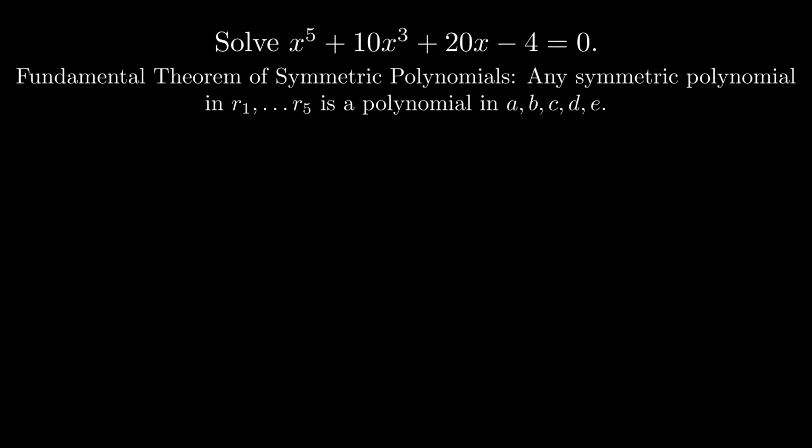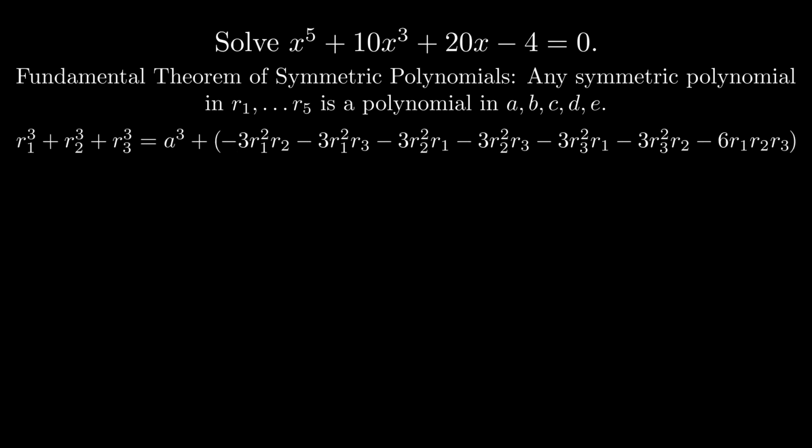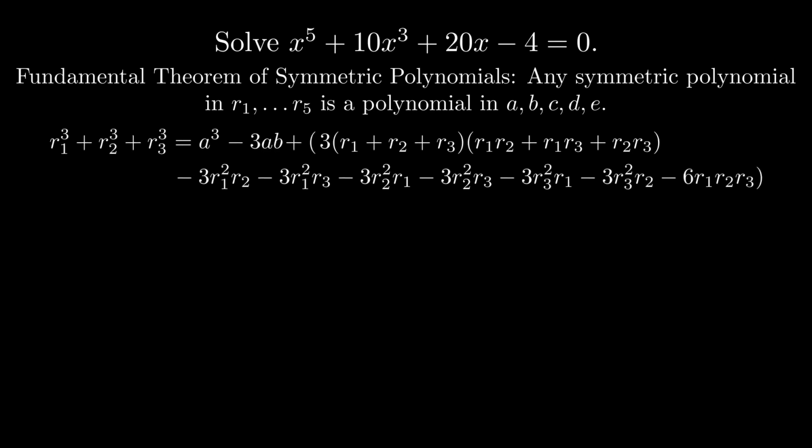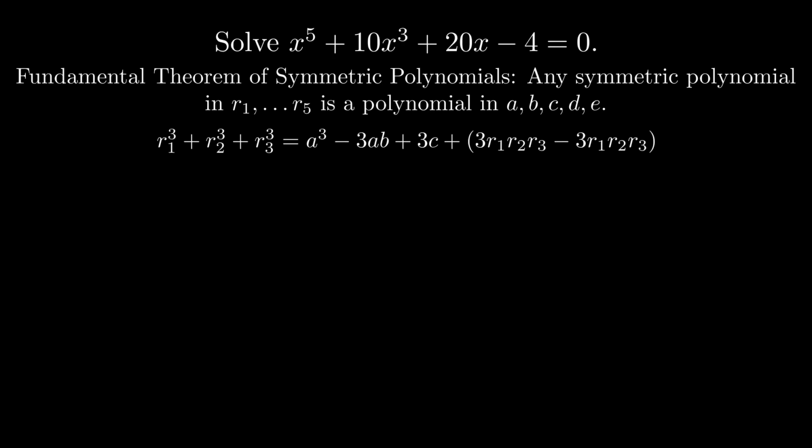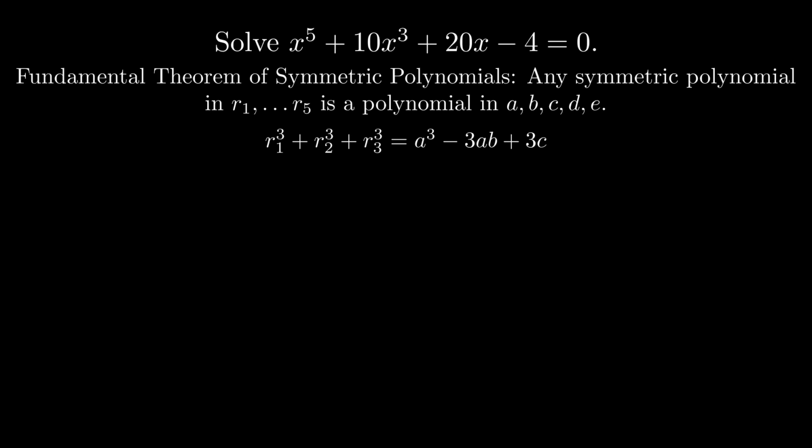We'll show a 3-variable example, r1 cubed plus r2 cubed plus r3 cubed. The leading monomial is r1 cubed, which corresponds to a cubed. So we add and subtract a cubed and expand to get this. Here the leading term is the minus 3 r1 squared r2, corresponding to ab. Then we subtract and add 3ab, expand, and all that's left is 3 r1 r2 r3, which is clearly 3c. Thus we've written this sum of cubes in terms of the symmetric polynomials.